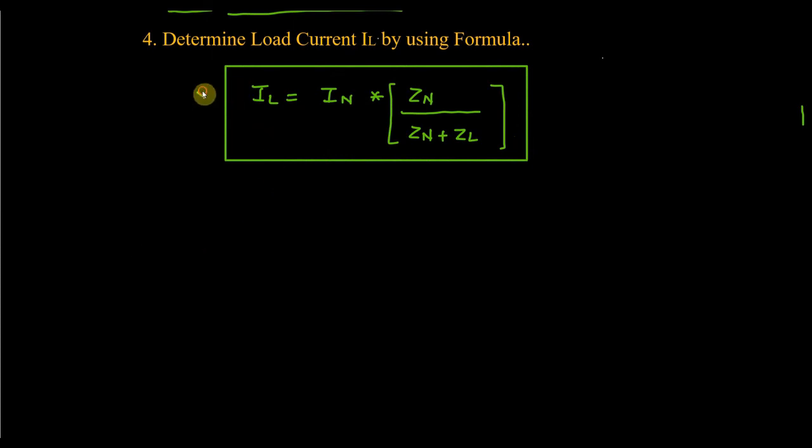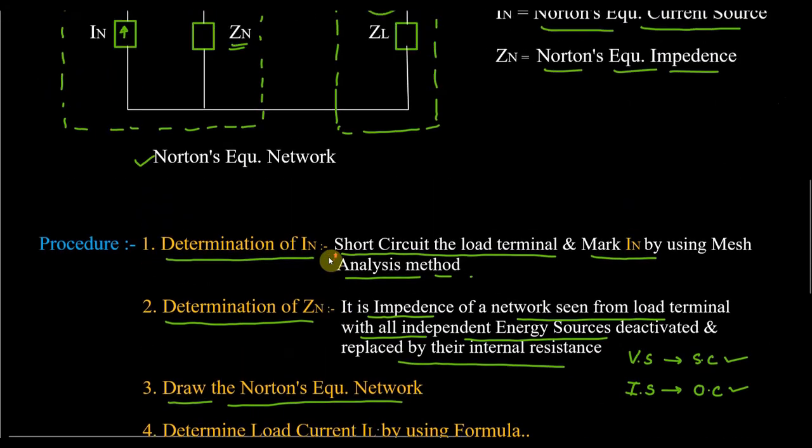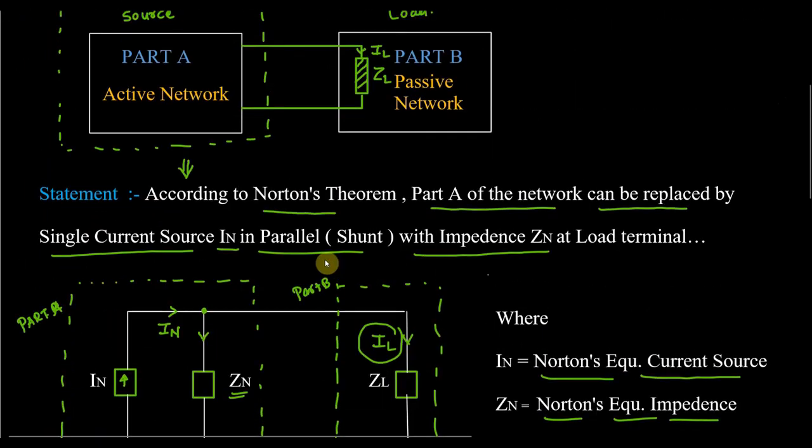So what is the formula? The formula of the load current is IN, that is the Norton current, multiplied by Zn, that is the Norton impedance, divided by Zn plus ZL, where ZL is called the load impedance. Just by following these four steps, you can find out the load current of any electric circuit. So these are the basic ideas of Norton's theorem.